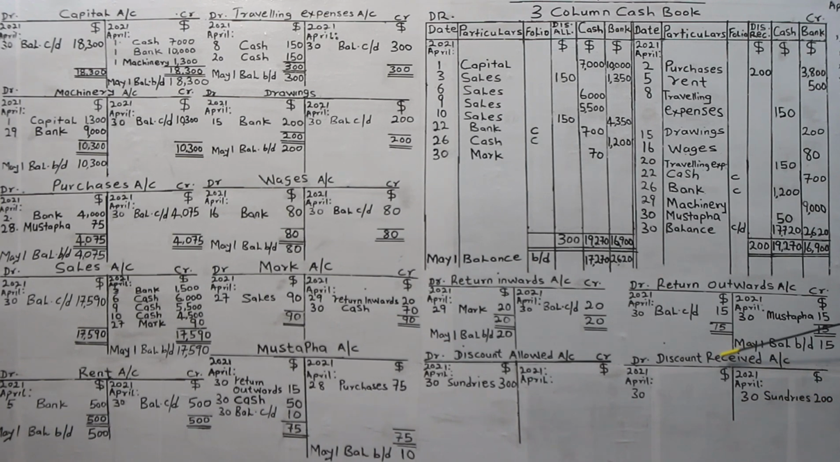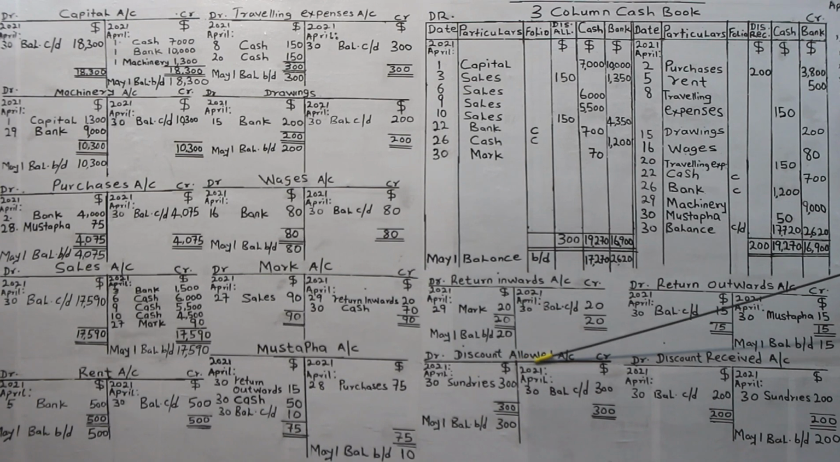As you can see, the discount received account has been credited with $200 on 30th April 2021 under the name Sundries. Now, having credited the discount received account with $200 and debited the discount allowed account with $300, as the discount allowed represents an expense account while the discount received account represents an income account, we are now going to balance the discount allowed account and the discount received account before we extract our trial balance.